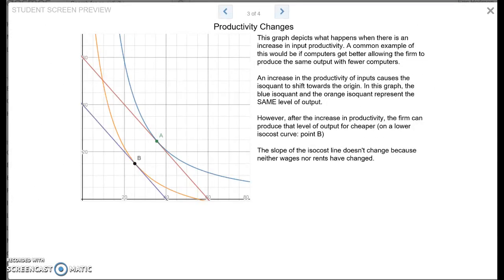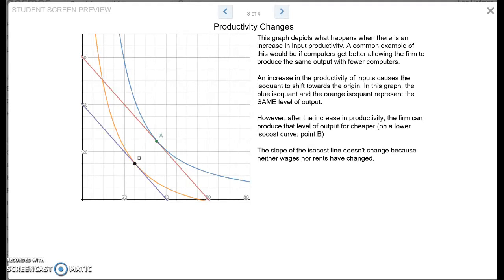Okay, so this is going to show what happens if there's an increase in the productivity of your input. A concrete example of this would be a new type of computer that comes out that's more powerful, it can do things faster. And so with the same amount of labor and capital, you are able to produce more.